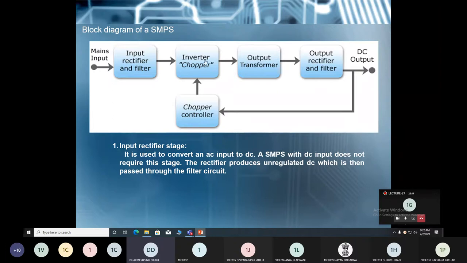Now in this inverter, we operate the switch at very high frequency. It means we chop the DC voltage at very high frequency. That's why it is called the inverter chopper. It generally performs the operation.